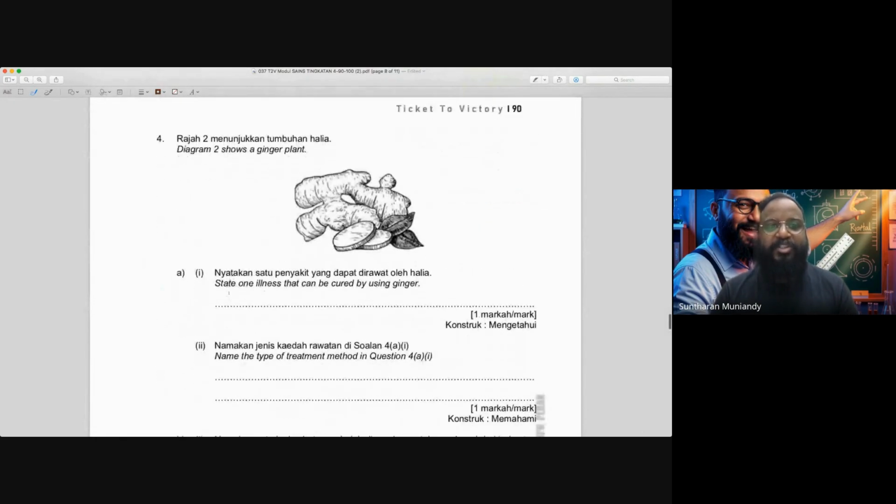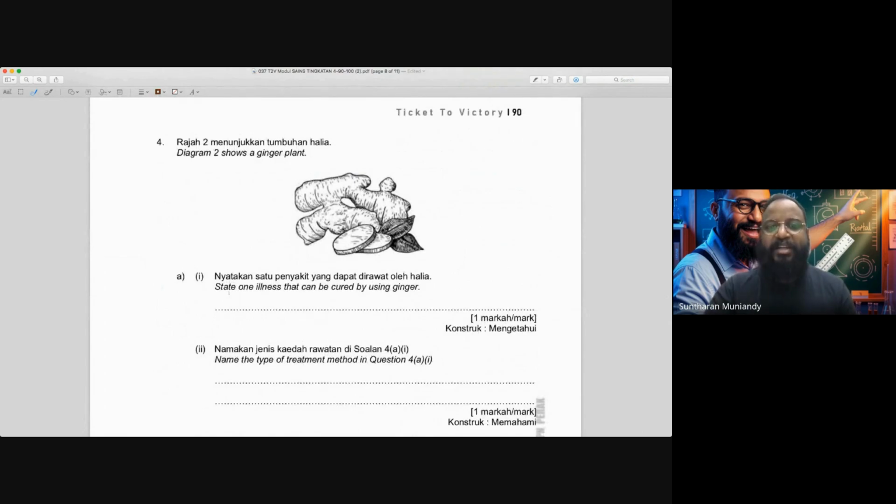Okay, number 4, let's look at it. Diagram 4 shows the ginger plant. State one illness that can be cured by ginger. Okay, ginger can relieve inflammation. It relieves inflammation.